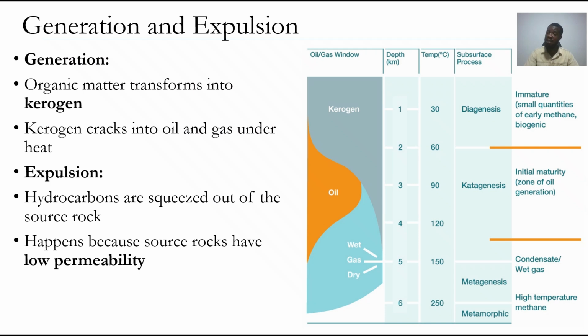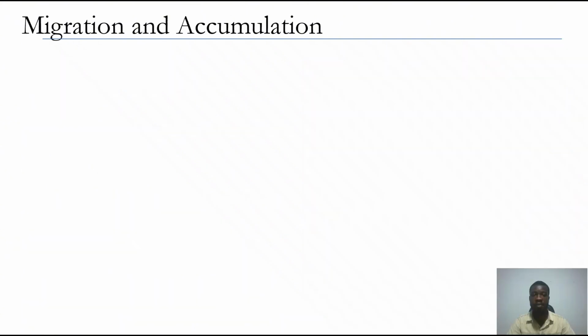Now, this happens because the source rocks have very low permeability. Like I said, they do not allow these fluids to flow from one point to another. And so the fluids have to be expelled from the source rock to a reservoir rock. Now, this is the first movement that the hydrocarbon experiences, the movement from the source rock to the reservoir rock. This movement is what we call migration.